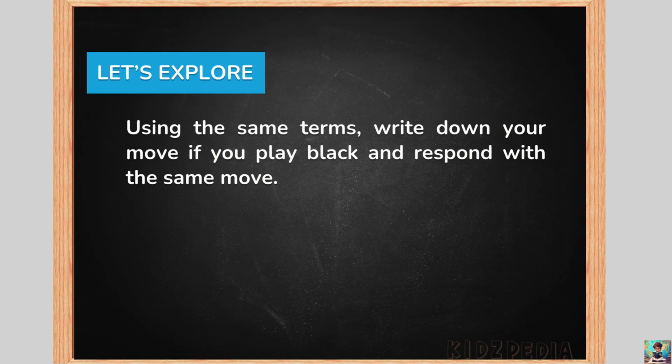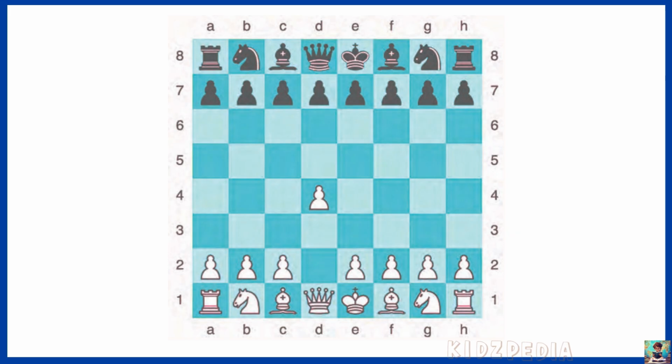Let's explore. Using the same terms, write down your move if you play back and respond with the same move. So now it's your turn to play as black. If you move the queen's pawn, that is the pawn in front of the queen, 2 squares forward, 1, 2, what is the location? D5. So what was the original location of the pawn? D7. So the pawn moves from D7 to D5. You can also try to think of your move and write it down using the letters and numbers.